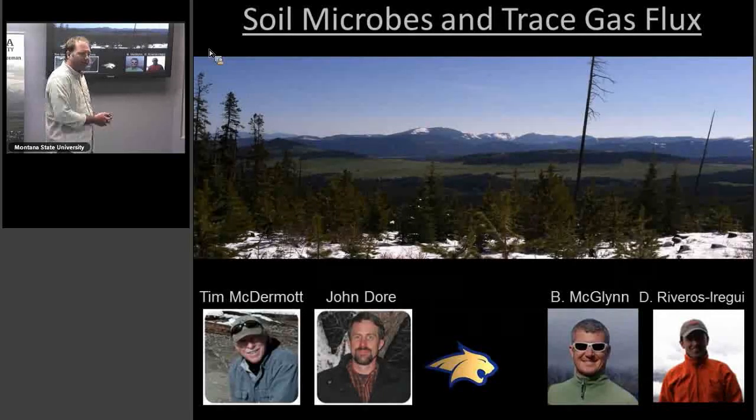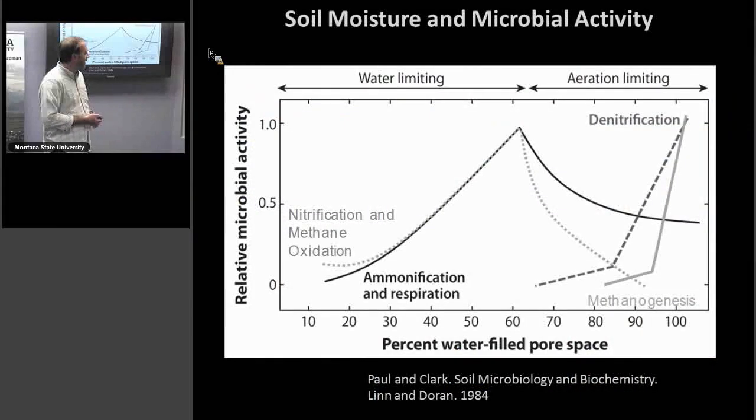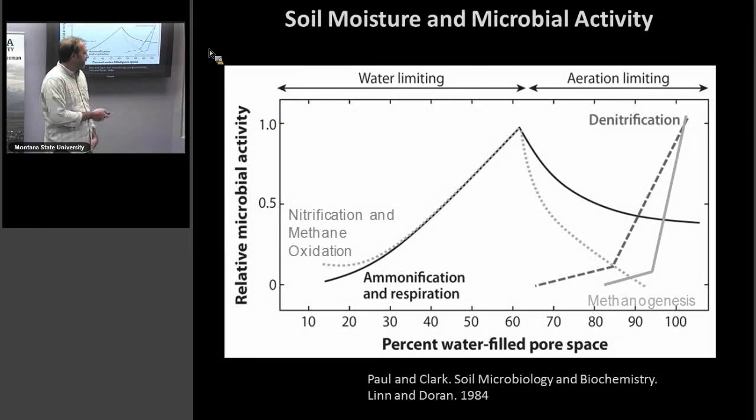And so, like I said, the microbes are doing all that. So let's try to add that component to this system. If you're thinking about soil microbes, there's sort of two main responses. This x-axis here is basically water limitation, so percent water-filled pore space. As you get to about 60-70%, the microbes are water limited, and so nitrification and methane oxidation are going to be increasing as you increase water.